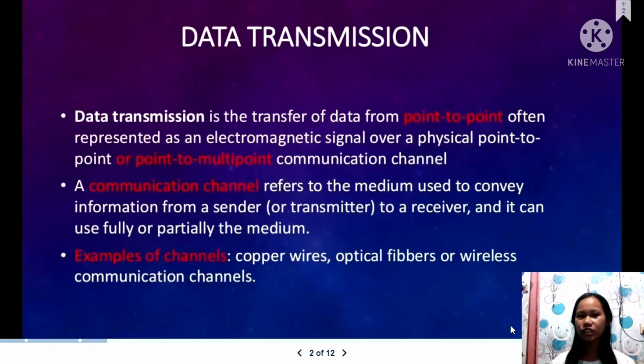So data transmission is the transfer of data from point to point, often represented as an electromagnetic signal over a physical point-to-point or point-to-multipoint communication channel. A communication channel refers to the medium used to convey information from a sender or transmitter to a receiver, and it can use the medium fully or partially. Examples of channels are copper wires, optical fibers, or wireless communication channels.